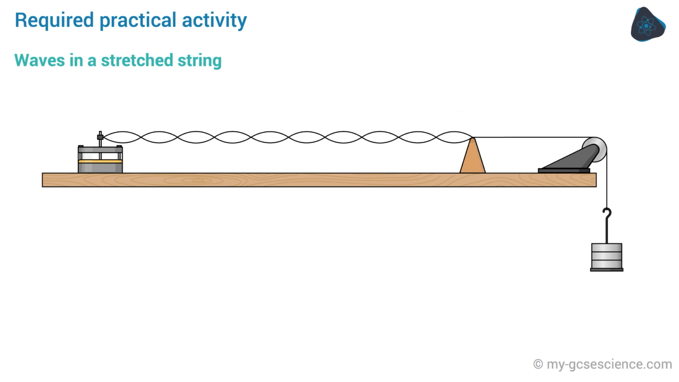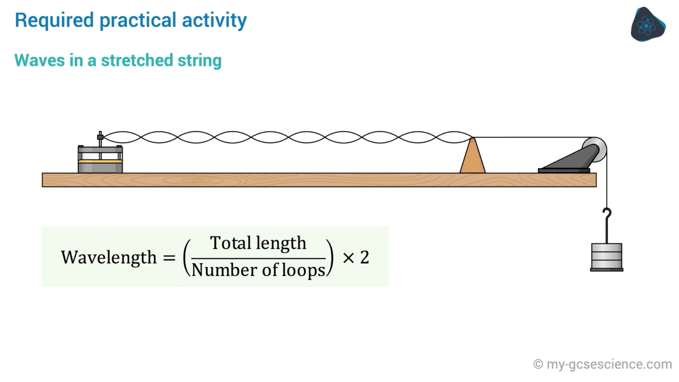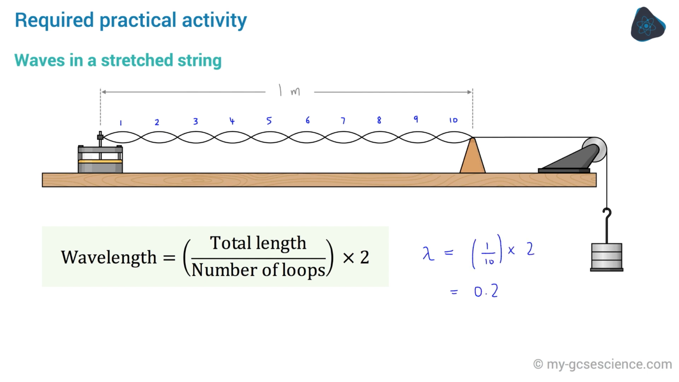This equation allows us to work out the wavelength of one of these waves. Here, for example, there are 10 loops on the string. If the total length of string between the vibration generator and bridge is 1 meter, then the wavelength will be equal to 1 divided by 10 times 2, or 0.2 meters.